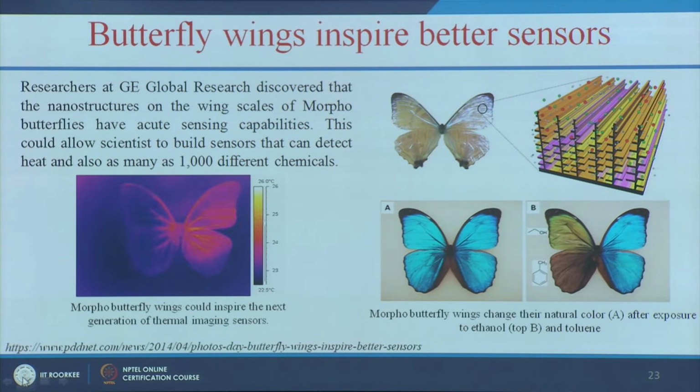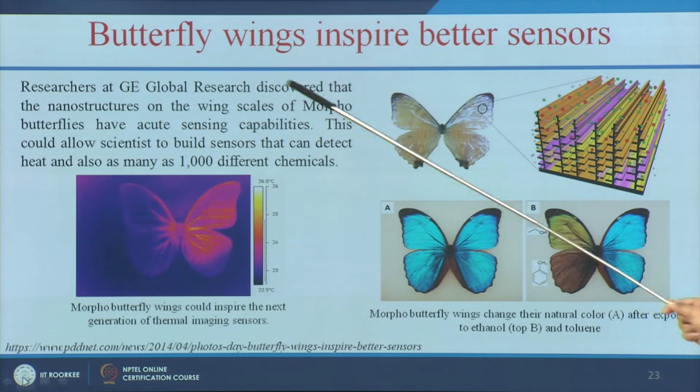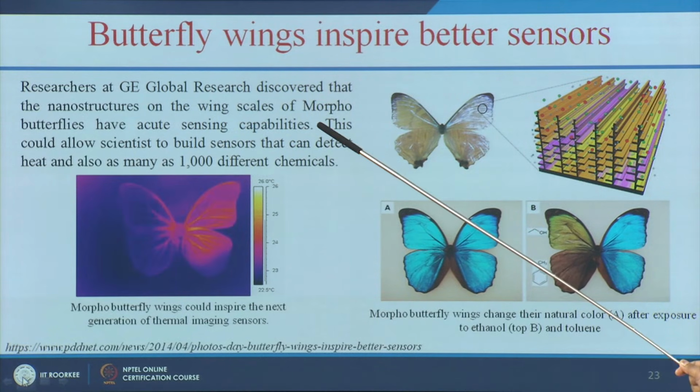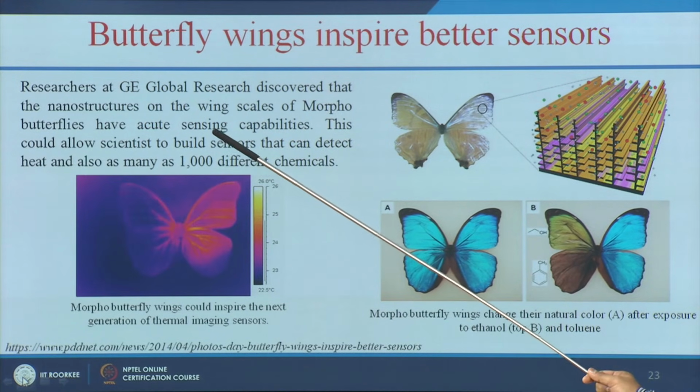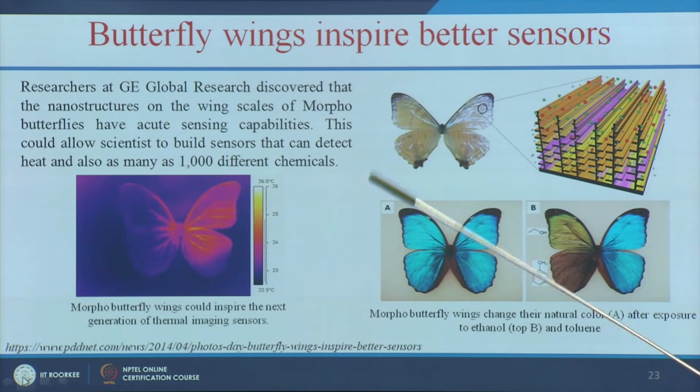And not only that, the butterfly wings can also be a very good sensor for heat as well as various chemicals. Researchers from GE Global Research discovered that the nanostructures on the wing scales of morpho butterflies have very good sensing capability. This will allow scientists to build very sensitive sensors which can detect heat as well as more than 1000 different kinds of chemicals. If you see the morpho butterfly wings, they have a very good nanoscale arrangement. And here you can see how they use these butterfly wings for checking chemical sensitivity. When you apply alcohol, the color of the butterfly wings is different. When you apply toluene, the color of the butterfly wings changes.